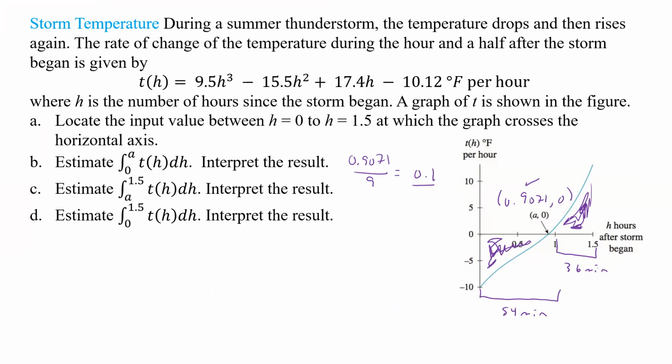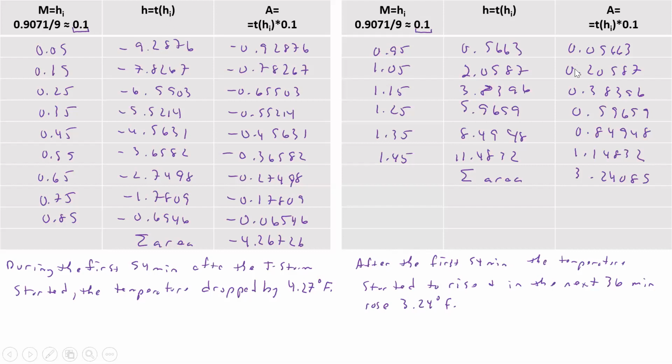And so now we're supposed to estimate between 0 and our 1.5 what the actual temperature went up by, okay? So what we're going to have to do is calculate that one. So with that one, what we have to do is take our difference here. So we're going to take negative 4.27 plus 3.24. That's going to give us a negative 1.03 degrees Fahrenheit.